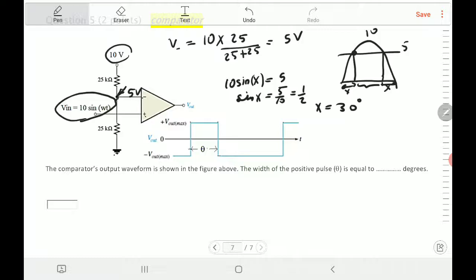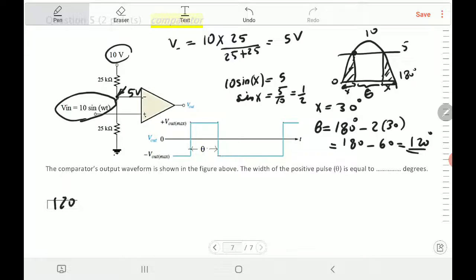So now you have the 30 degrees from this side, and you got 30 degrees from the other side. And you know this half wave of the sine wave starts from 0 and finishes at 180 degrees, because one cycle makes 360. So now theta, which is in the middle, will be equal to 180 minus 30 and 30, like minus 2 times 30. It will be 180 minus 60, so the answer will be 120 degrees. So that answer is 120. Okay, as you see, it's very simple.